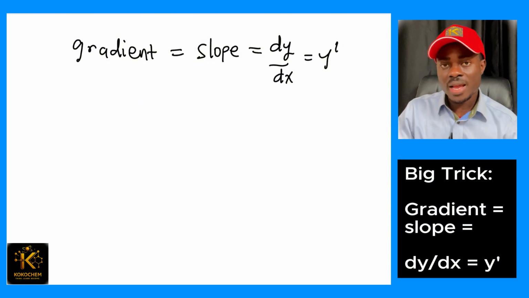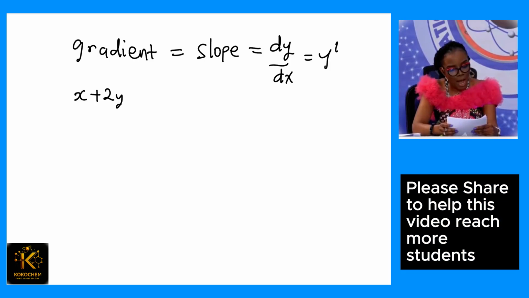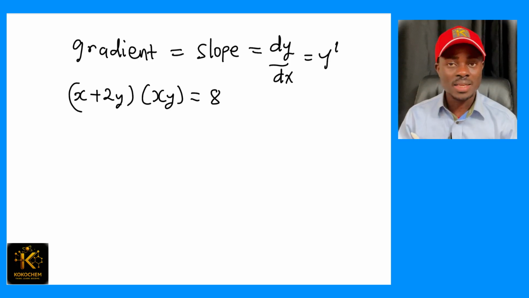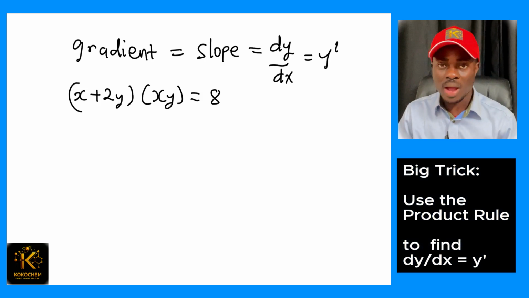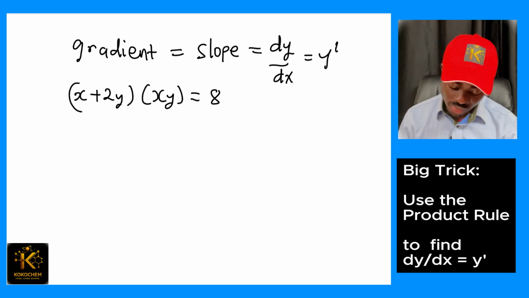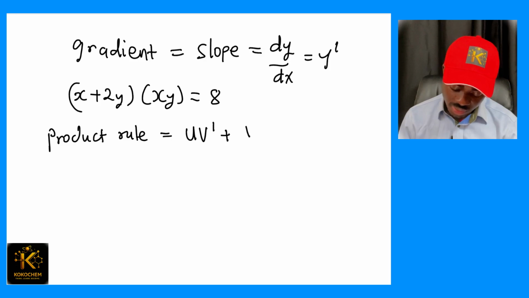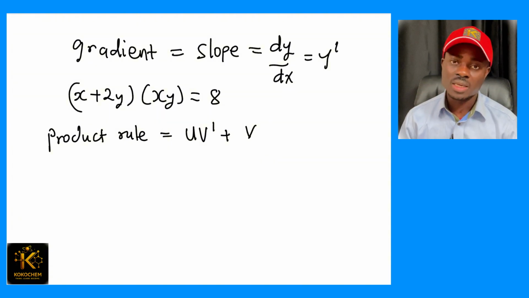Okay, and the question says the expression (x plus 2y) multiplying xy is equal to 8. Since the expression multiplies, the differentiation requires the product rule, and we use it to find dy/dx, which is y prime. The general formula for the product rule is u dv/dx plus v du/dx. But I will represent du/dx with u prime.